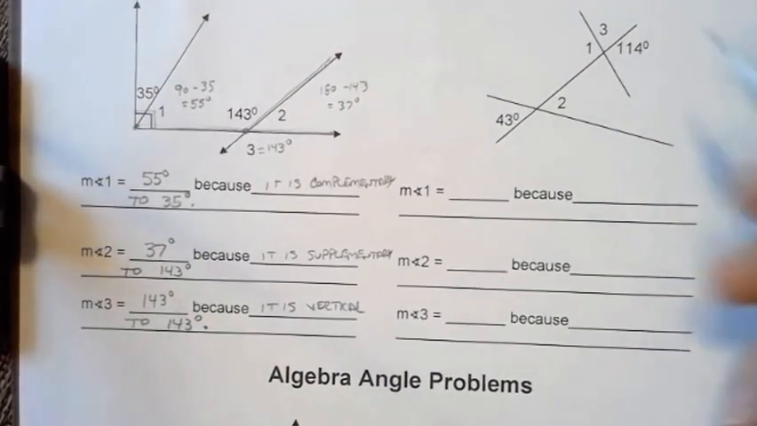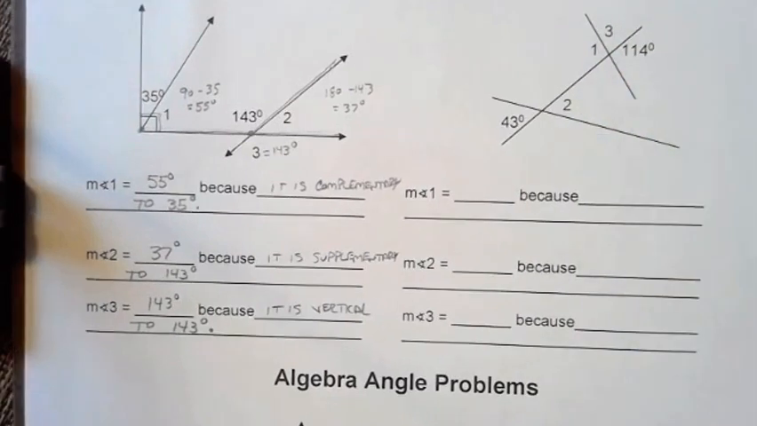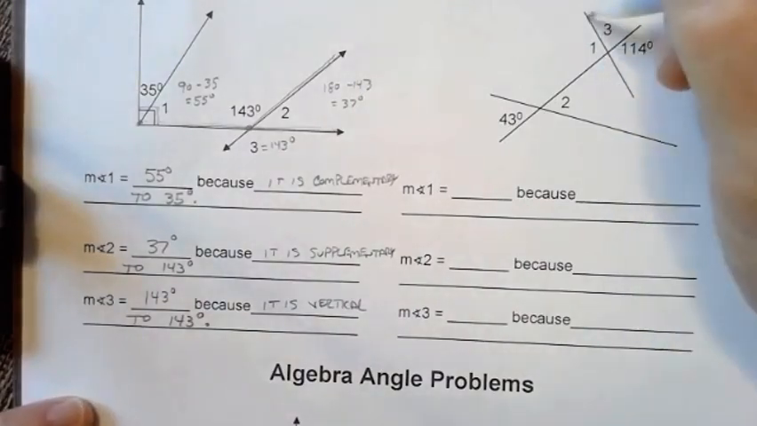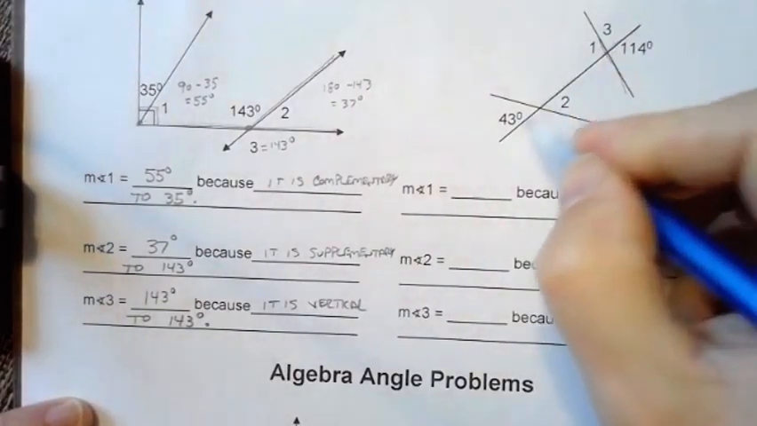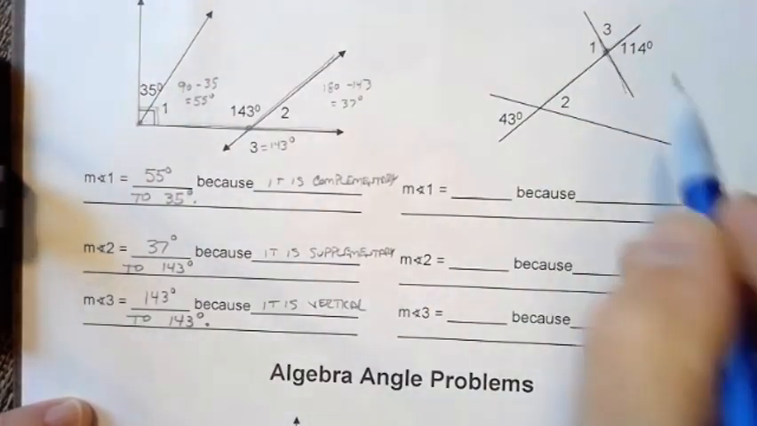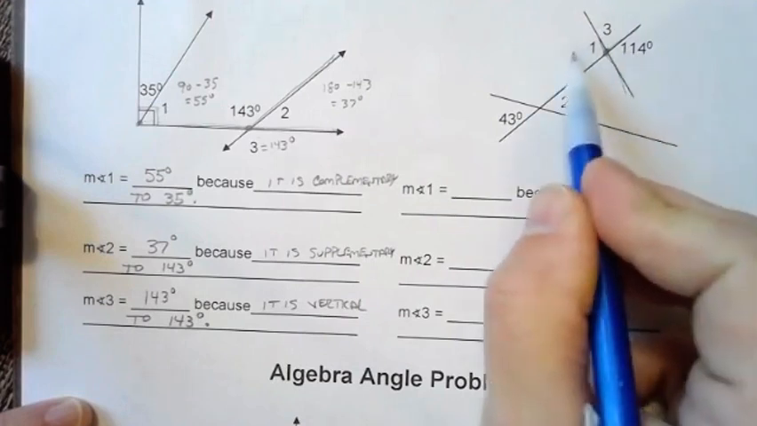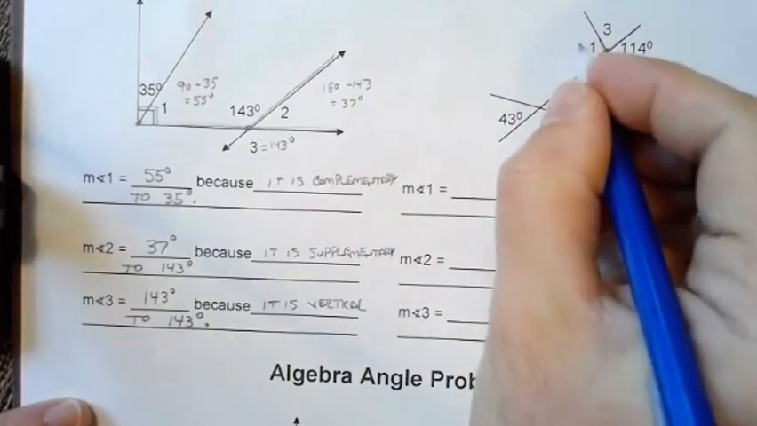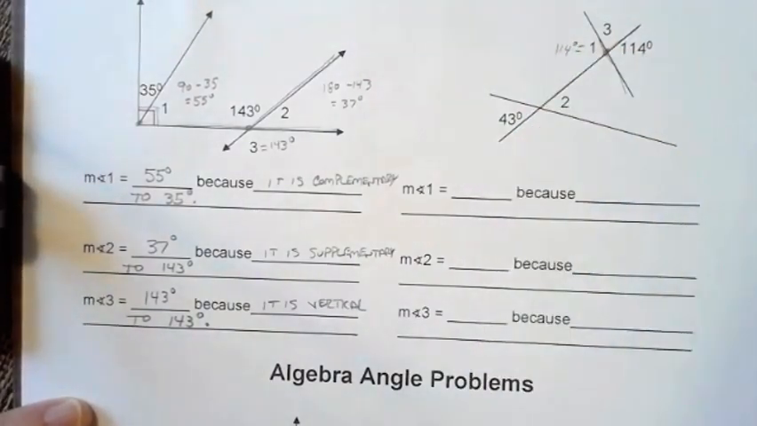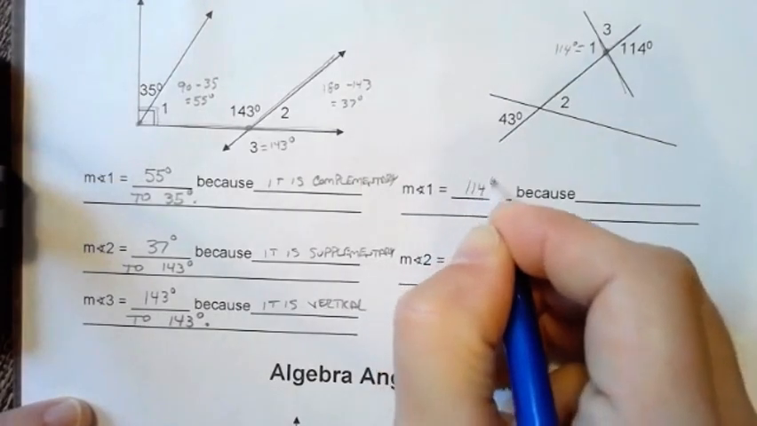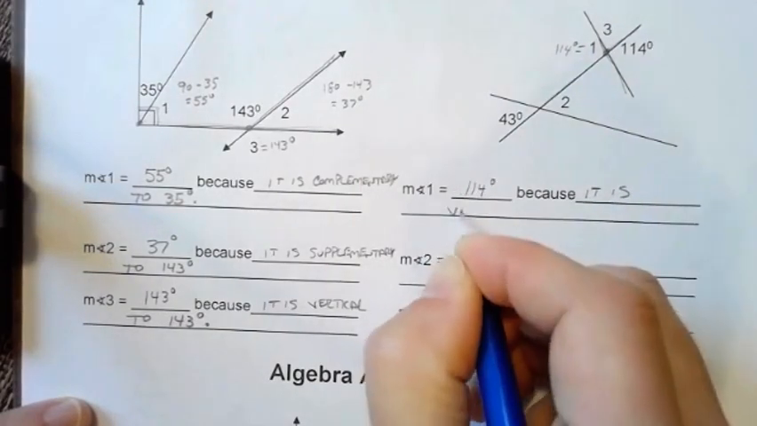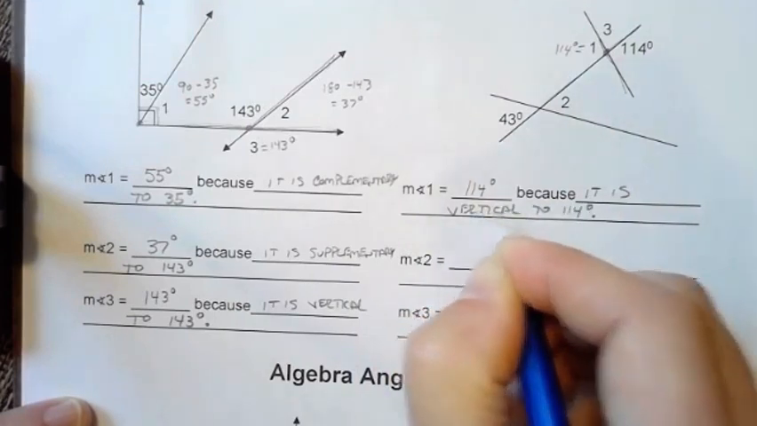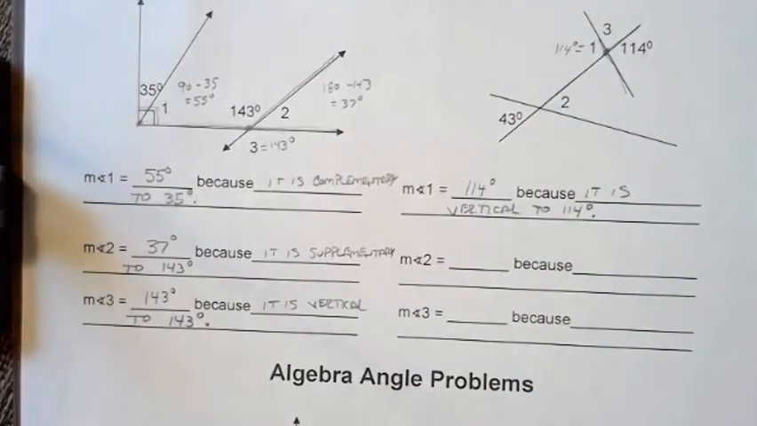In my second picture, again, 3 missing angles. I'm going to see what their measures are and give a reason as to how I know that. And I'm going to start with angle 1 this time. I see this line intersects with this line right here, creating vertical angles. Angle 1 and the 114 degree angle are non-adjacent vertical angles, which means they're congruent. So angle 1 has to be 114 degrees because it is vertical to the 114 degree angle. All right, it is vertical to 114 degrees.